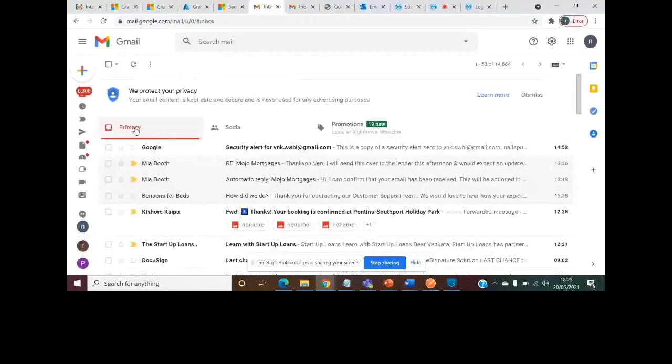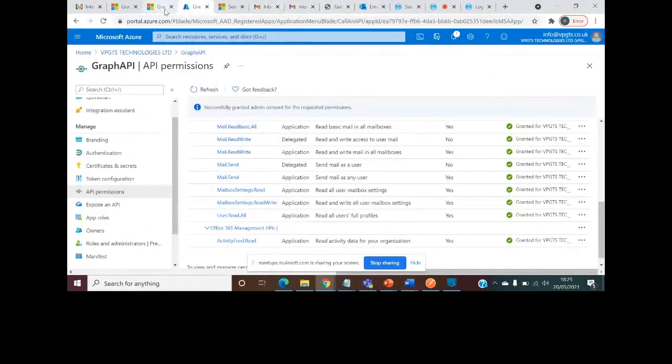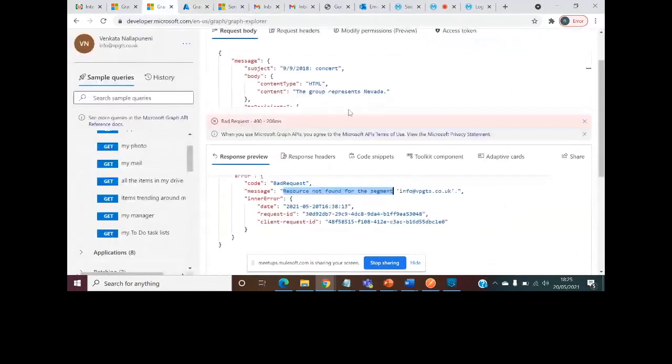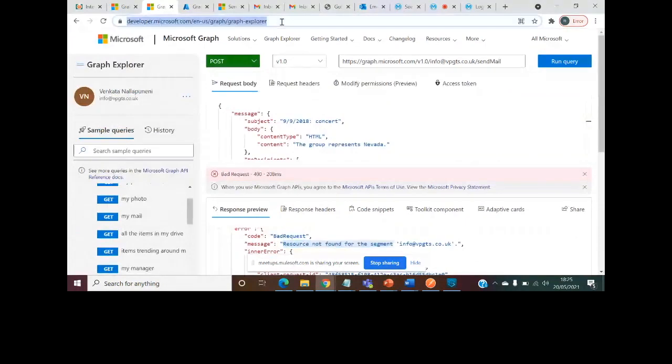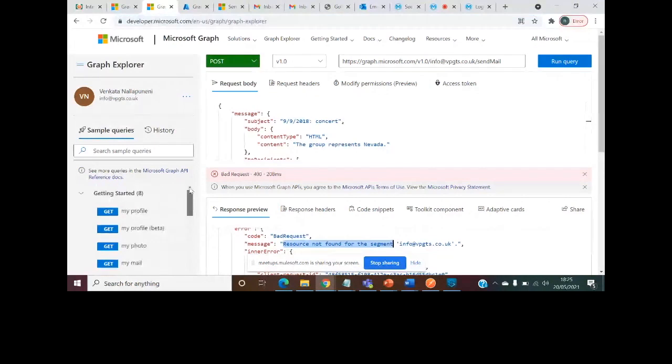The other advantage with this is that you can use the Graph Explorer to send emails and do a POC before starting in MuleSoft, and we can use the same URLs within the MuleSoft space. As you can see, it's got quite a lot of them.